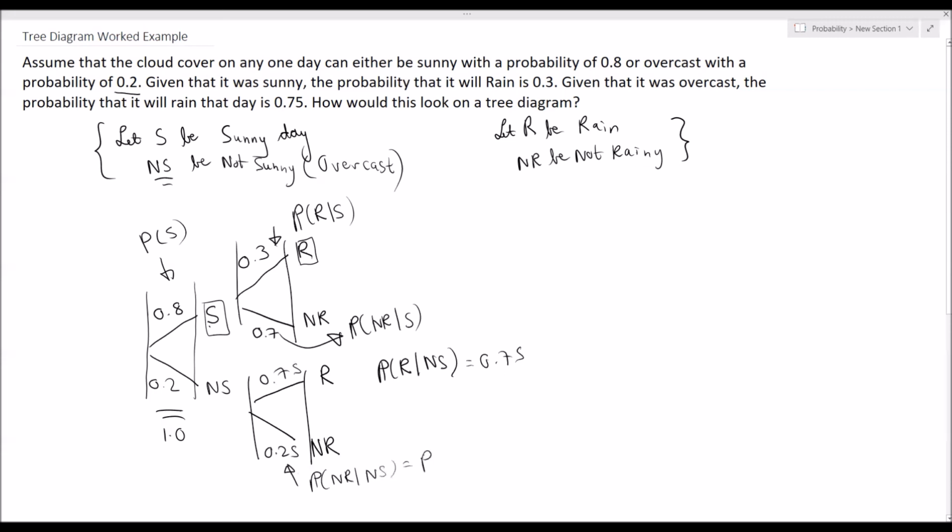So it's equal to the probability of us having no rain, given it was an overcast day. So this is how we would represent this information in a tree diagram.